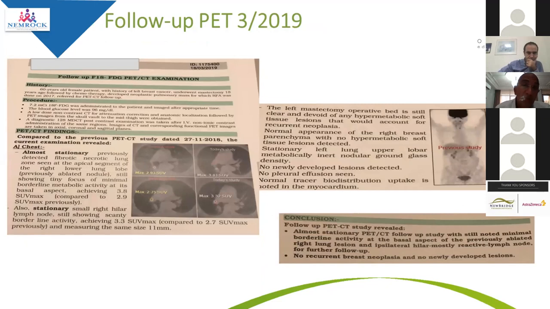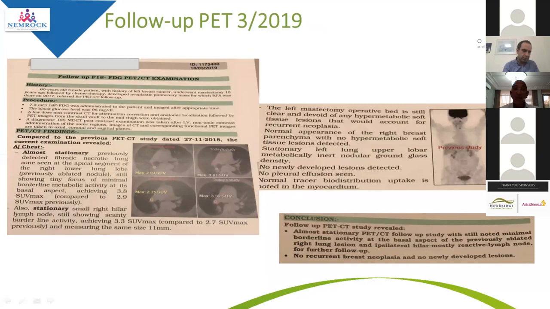This was her follow-up in March of 2019, and you can see that there is a necrotic fibrotic mass in the right lower lobe of the lung. This is where it was, and you can see that the maximum SUV was 2.8 as compared to 2.9 previously, and again she was put under follow-up and nothing was done for that.